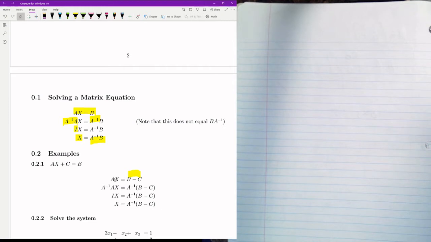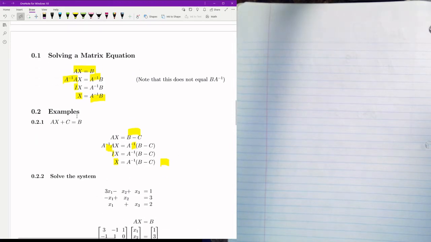So A inverse A, X equals A inverse times B minus C. And this is distributive. We're not going to use that, but it is. A inverse A is equal to I, and Ix equals X, so we end up with this result. That's an example, just using letters.